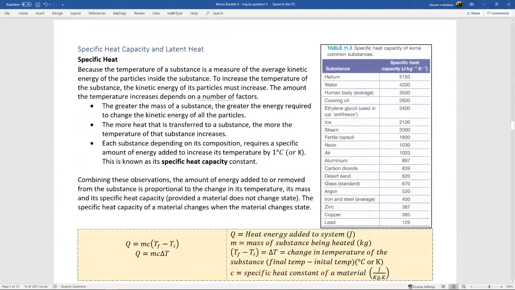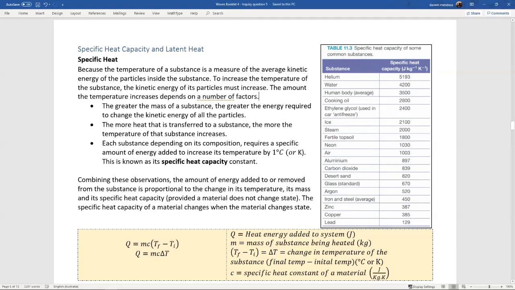So the idea of specific heat is this. Each substance, depending on what it is, requires a specific amount of energy added to increase its temperature by 1 degree Celsius. This is known as specific heat capacity. So you can look at some of these. If you think about it, the bigger the number, the more difficult it is to increase its temperature.